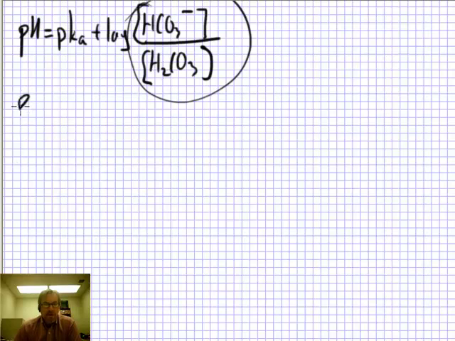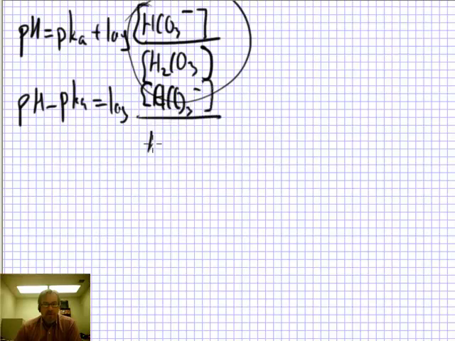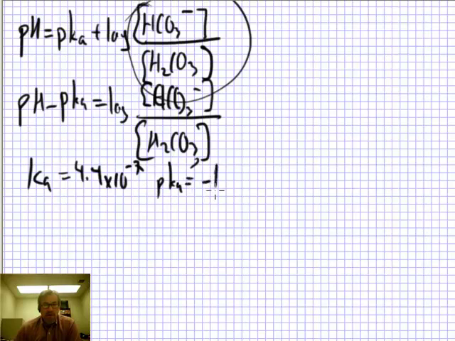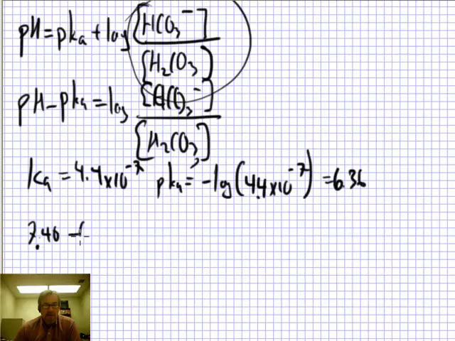So pH minus pKa is equal to the base 10 logarithm of HCO3- concentration over H2CO3 concentration. Now it said that the Ka for carbonic acid was 4.4 times 10 to the negative 7th, so that means the pKa is just the opposite of the base 10 logarithm of 4.4 times 10 to the minus 7th, and that turns out to be 6.36. So plugging that into this equation, that's telling us that 7.40, the pH of the blood, minus 6.36, our pKa value, is equal to the base 10 logarithm of the ratio that we're trying to find, bicarbonate ion concentration over carbonic acid concentration.